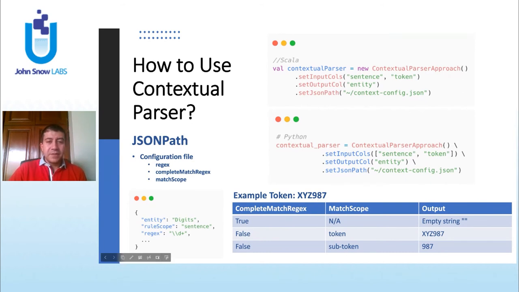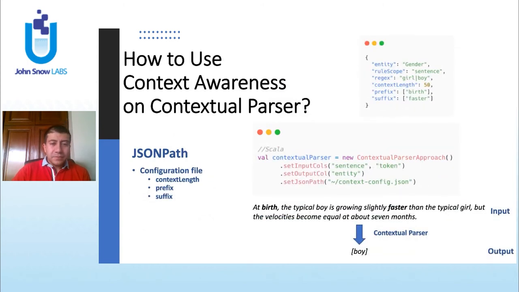The other fields are used to configure context awareness on the contextual parser. So let's take a look at it. As stated at the beginning, this annotator is context aware by taking into account word distances. When this configuration is defined, this annotator will also consider the distance to find a match. So we have in the configuration file the fields context length, prefix, and suffix to achieve this behavior.